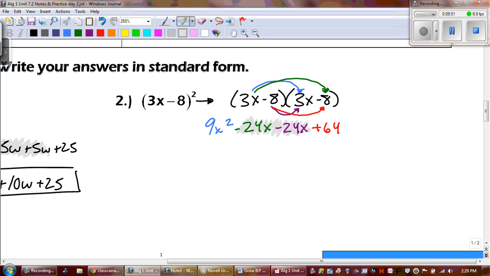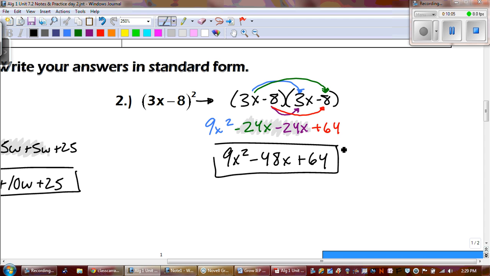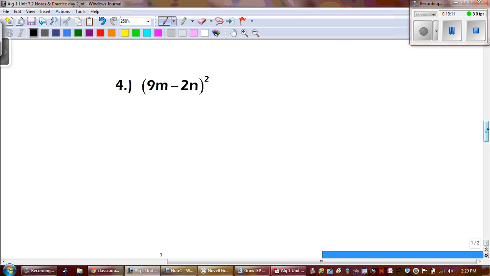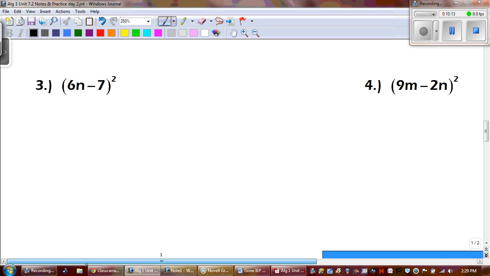Now look at your like terms. Guys, those don't cancel out. Okay? Negative 24 minus 24, because we're just looking at the coefficients, is negative 48x plus 64. Okay? All right, and at any time you want to try one of these on your own, just pause the video. Okay?